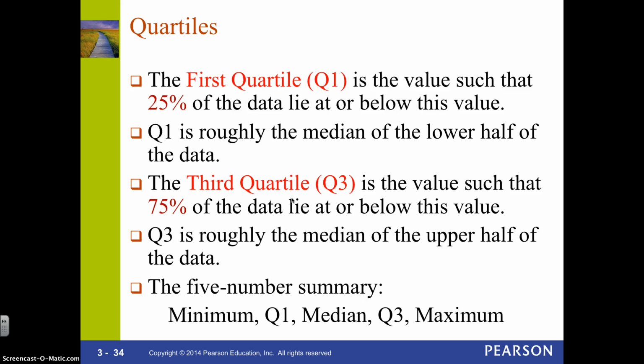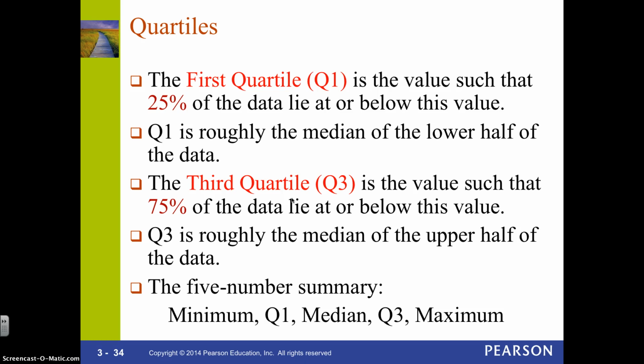The third quartile is a value such that 75% of the data lie at or below that value. You could also think of it as 25% lie above the value. So your third quartile is the median of the upper half of the data. Once you find those 2 values, you can now come up with what we call the 5-number summary. And it just is your minimum, your Q1, your median, your Q3, and your maximum.